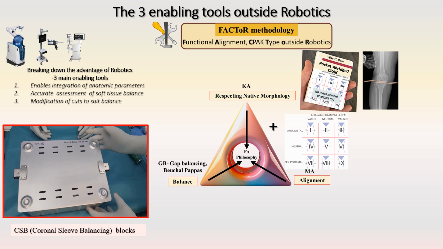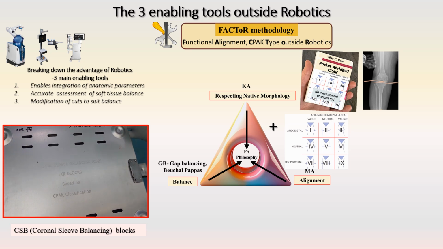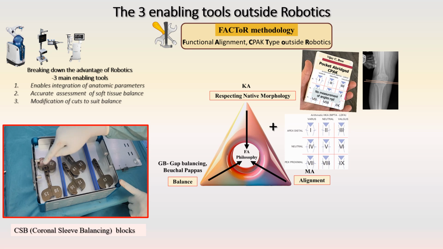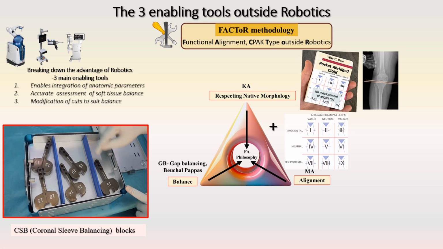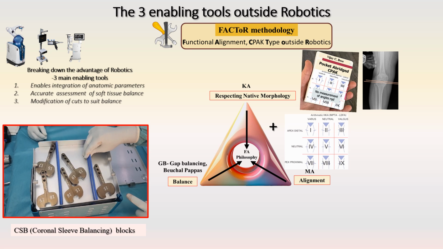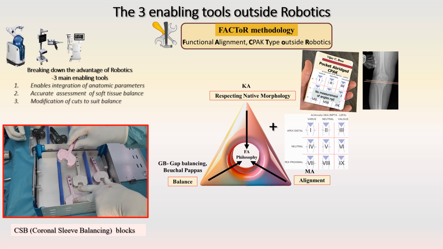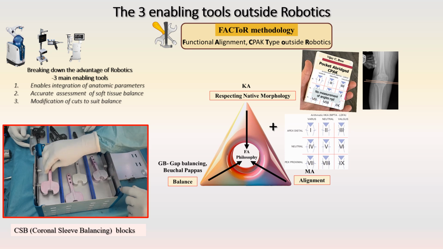The second tool that we have developed is the CSB, or the coronal sleeve balancing blocks. So this comes in blocks like this. And if you open the box, you will see spacer blocks with differential thickness. So this is the 15 series, you can see in brown color here. And the next tray has got the 16 series, which is pink in color. So all permutations and combinations of differential thickness is possible.